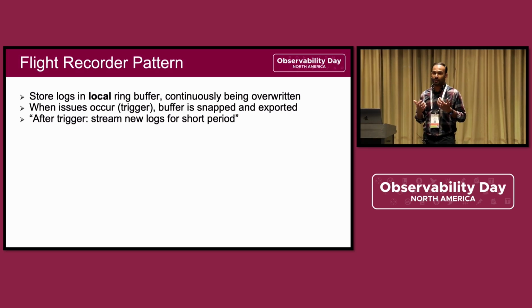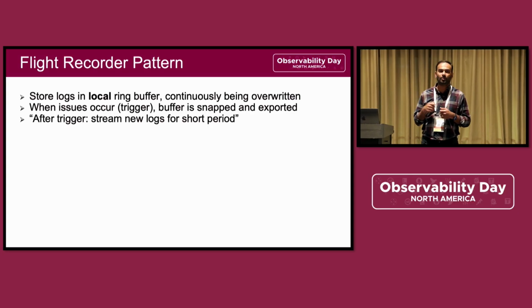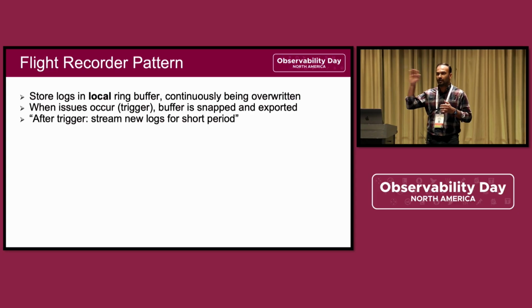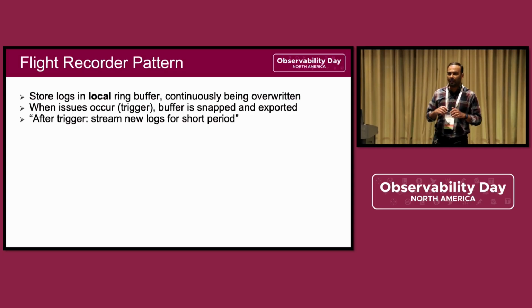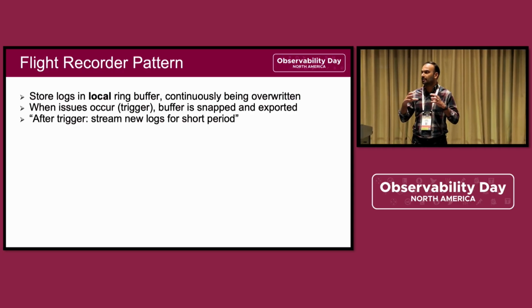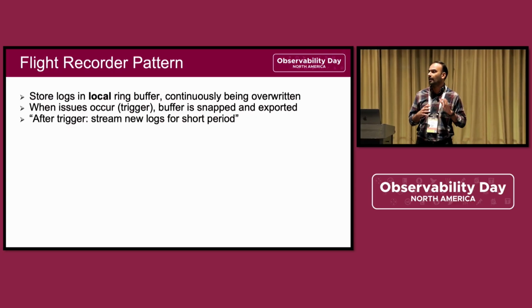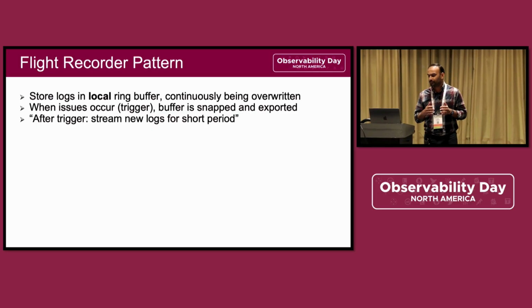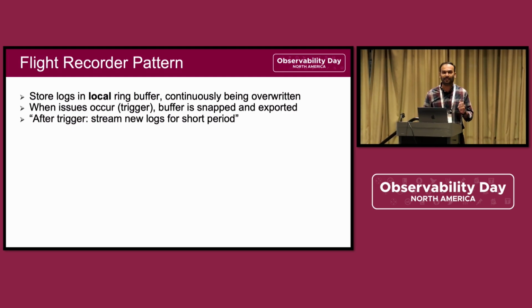If an issue occurs, which I call a trigger, like a bad event coming or some live site incident occurring, that could be the trigger. In the case of a trigger, you snap the buffer. Whatever you have accumulated in the buffer, you snap it and export it using OTLP or whatever mechanism you were using. And as soon as a trigger occurs, along with the snapshot, you also enter a temporary streaming mode so that any logs after the fact can also be captured. After that temporary period, you go back to the circular mode. This is a very simple idea. Again, nothing very new to software. It's been there in many, many places.